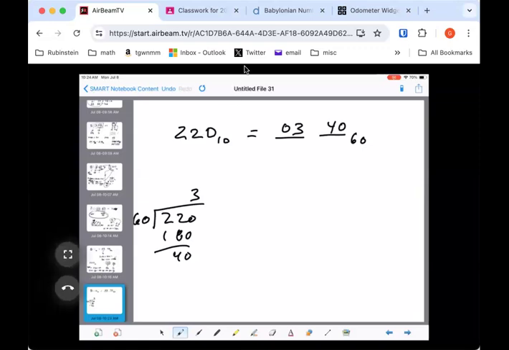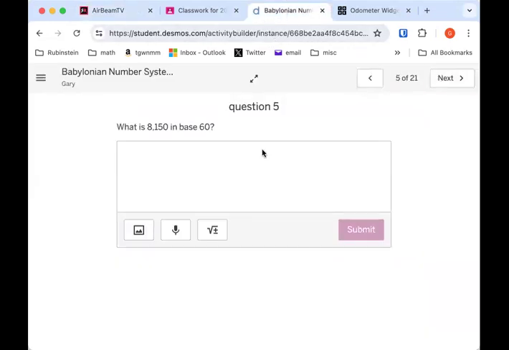Now I have a challenge question for you to think about, which is question number 5. Here I have, what about a larger number like 8,150? That's in base 10 right now. I want to turn it into base 60. Go ahead, take a minute or two, mess around with that question. I am going to teach you how to do it, but for now, I'd like to see what you think.